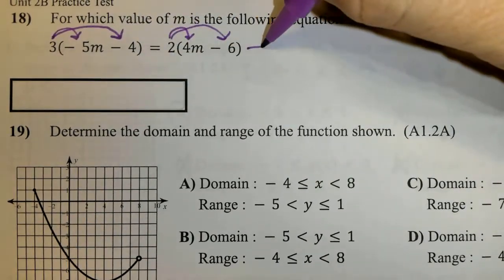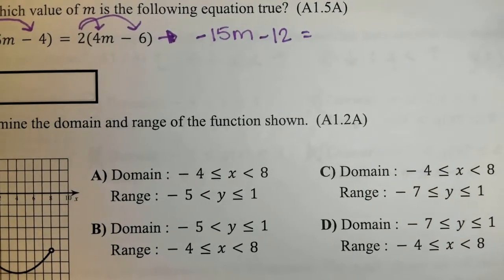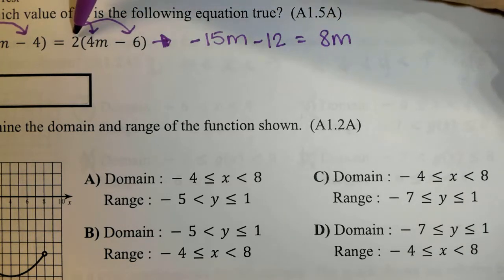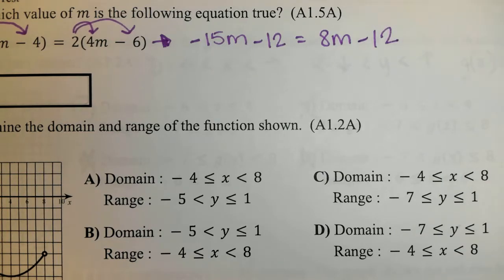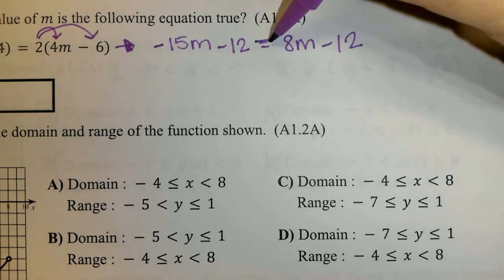Now, because I don't have space here, I'm going to come over here and write everything. So I have 3 times negative 5m, negative 15m. 3 times negative 4, negative 12, equals 2 times 4m, 8m, and 2 times negative 6, negative 12. Hopefully the annoying times will make you remember that's what the arrows are. Okay, so I've distributed. Now, I cannot combine like terms because I only have an m and a number on each side. Okay, because here's my equal sign.